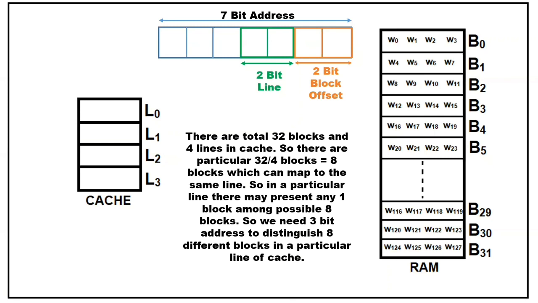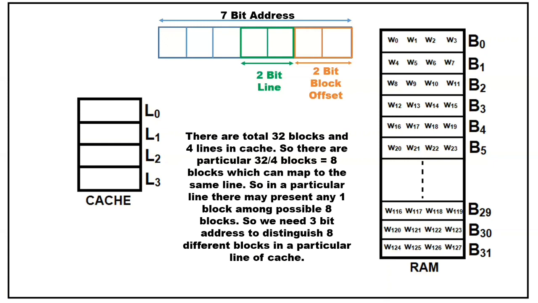Now there are a total of 32 blocks and 4 lines in the cache. So there are 32 by 4 blocks, that is 8 blocks, which can map to the same line. Why are they mapped to the same line? I already discussed it in my previous video, that these particular 8 blocks give the same result when we apply the formula L equals K mod n. So in a particular line, any one block among the possible 8 blocks may be present. So we need a 3-bit address. Why 3 bits? Because 8 equals 2 to the power 3. So here we need a 3-bit address to distinguish 8 different blocks in a particular line of the cache.